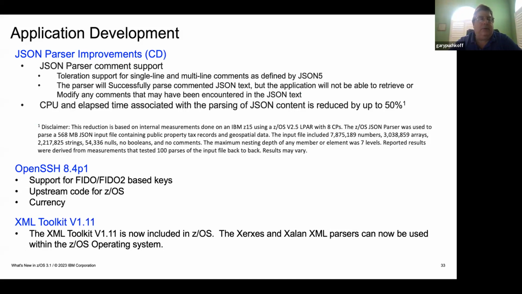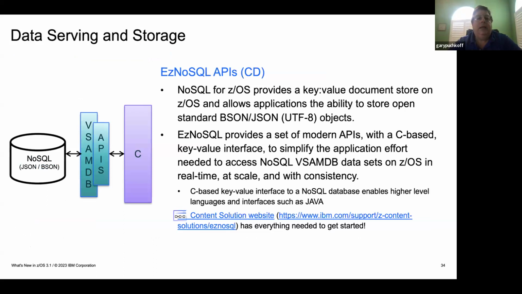The XML toolkit, which was previously a separately orderable feature of z/OS, is now included in z/OS by default. So the Xerces and the Xalan XML parsers can now be used in the operating system. Lastly, we have some new APIs. There's a VSAM dataset type called VSAMDB, and there are C API wrappers to let you get access to this VSAMDB. Think of it as a JSON object store or file store. So you can put things in with key value pairs and pull them out. We've recently put in support for Java as well, so C and then Java. And you can learn more about that at the solution page there.